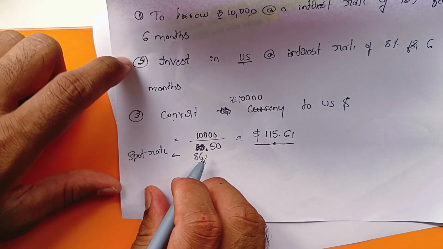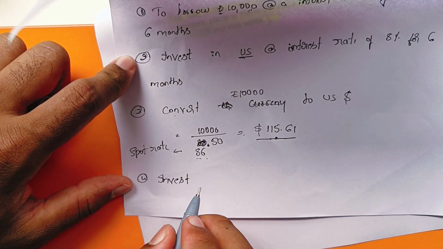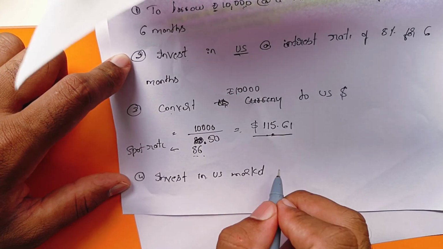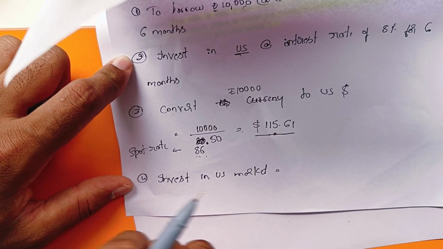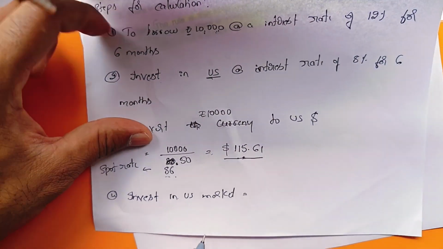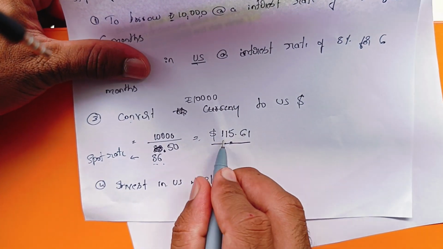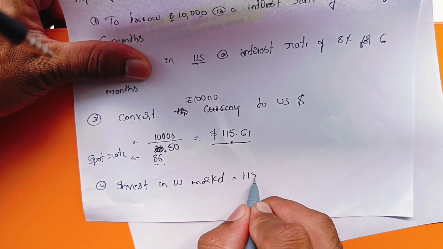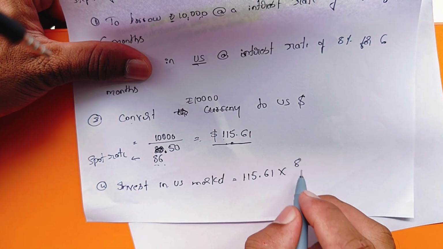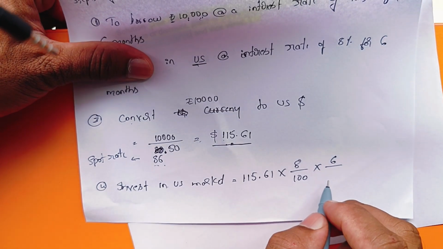Fourth one you can write down: invest in US market. And if you want to invest, what is the interest rate he is going to get? 8% he will get here. How much is he investing? After conversion, his investment is 115.61 into 8%, the rate of interest, into 6 months.